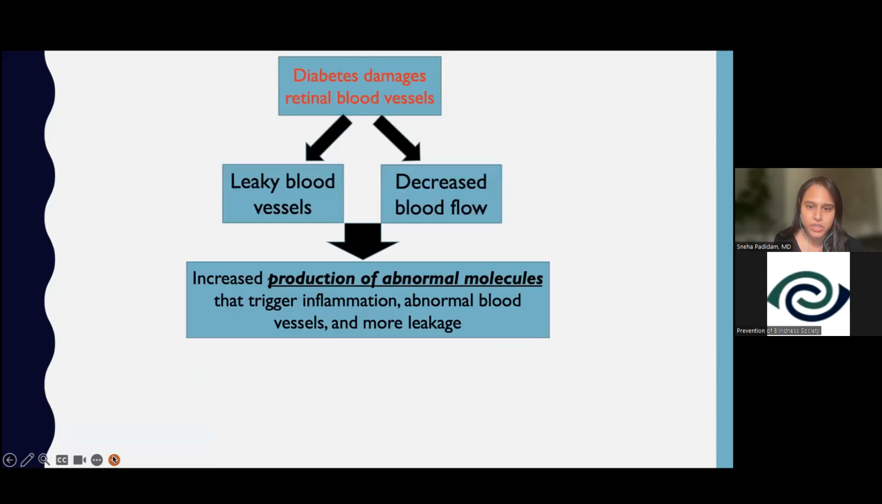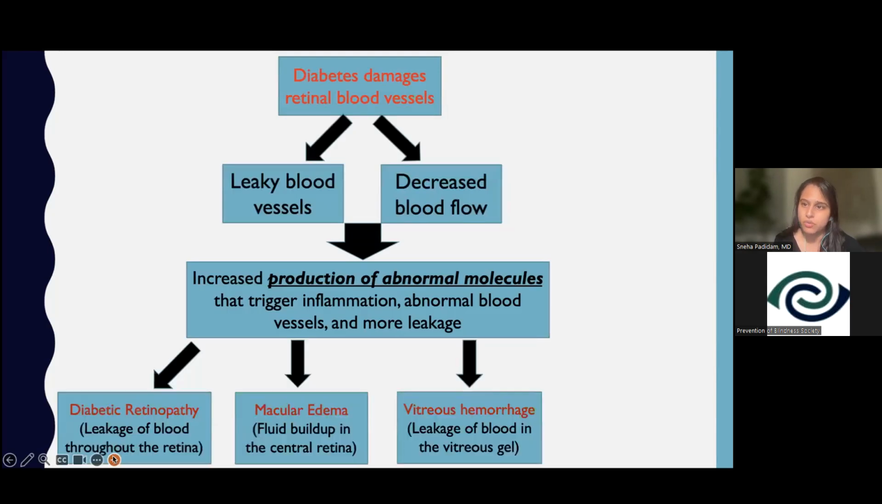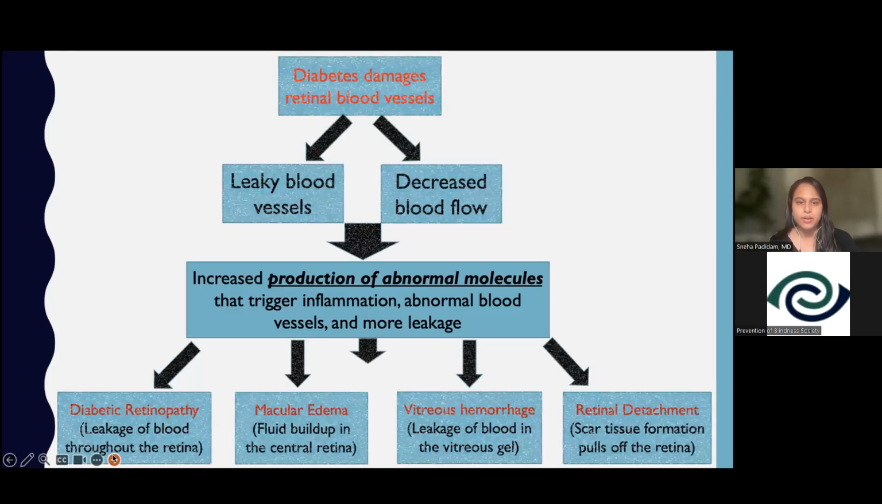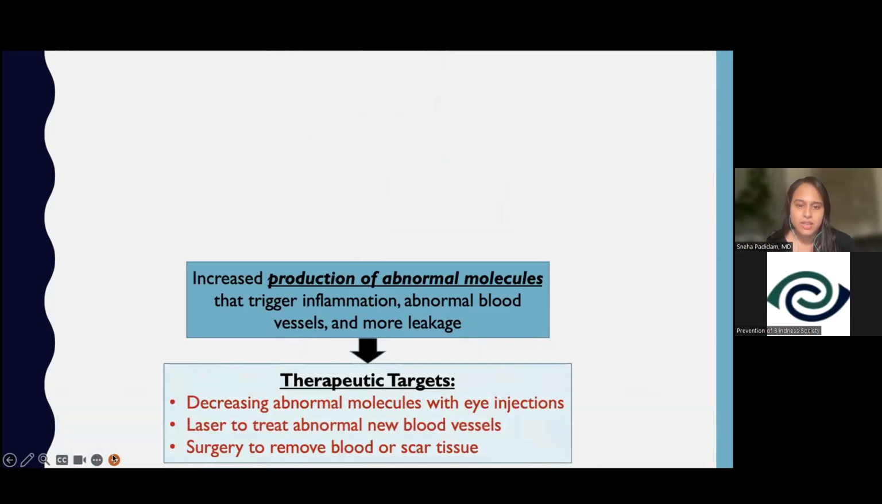So we just went through this chart, but that's sort of the pathophysiology of diabetic retinopathy. Now, how we treat diabetic retinopathy is to really target these abnormal molecules that are produced. And the way we do that is with injections in the eye, laser treatment to the retina, and then if those fail or it progresses, surgery to remove the blood from the eye or remove scar tissue.